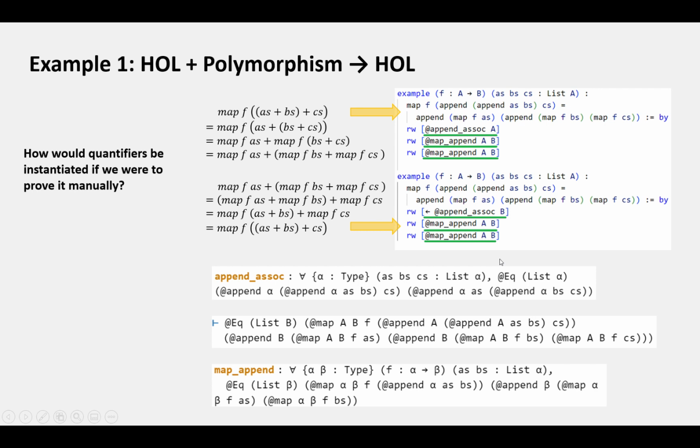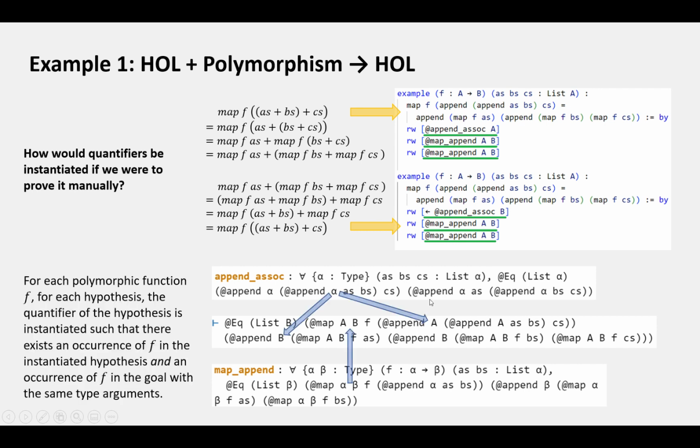So let's try to come up with an algorithm of instantiating the type quantifiers. We can see that, for example, if the type argument of append assoc is instantiated to be A, which means alpha becomes A, then append alpha will become append A, which makes it the same as the append A inside the goal. And the same holds for append assoc B and map append AB. So you get the idea.